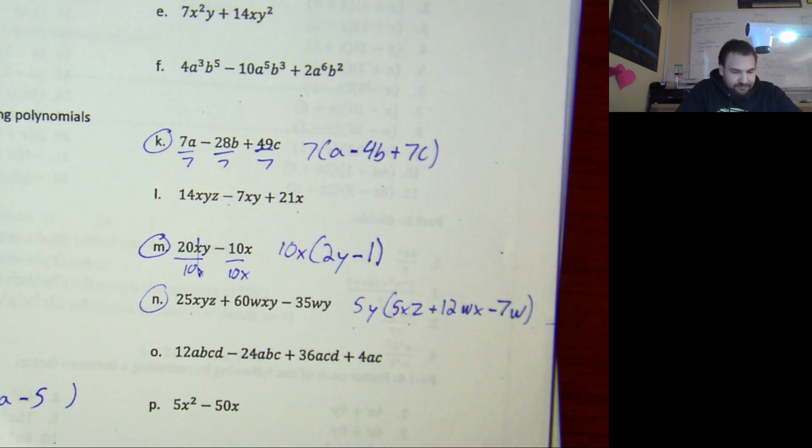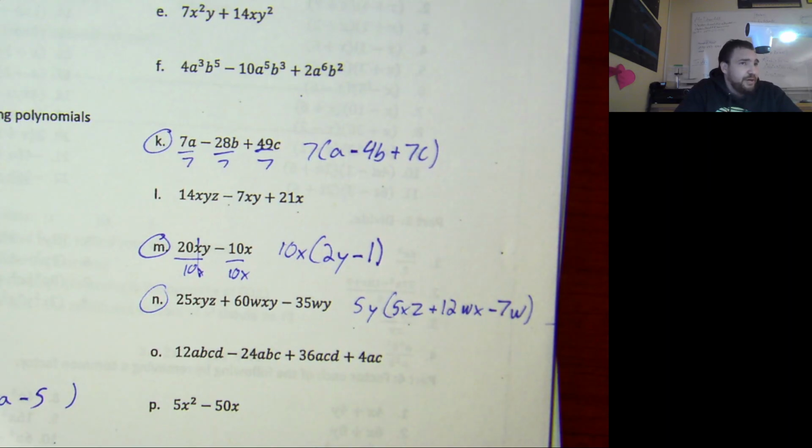Yeah, but is y(25xz plus 60wx minus 35w) still correct? No, because you didn't pull out the GCF. But it would work if you distributed it. But you haven't pulled out the greatest common factor. So you can factor it further is the language that we'd use.